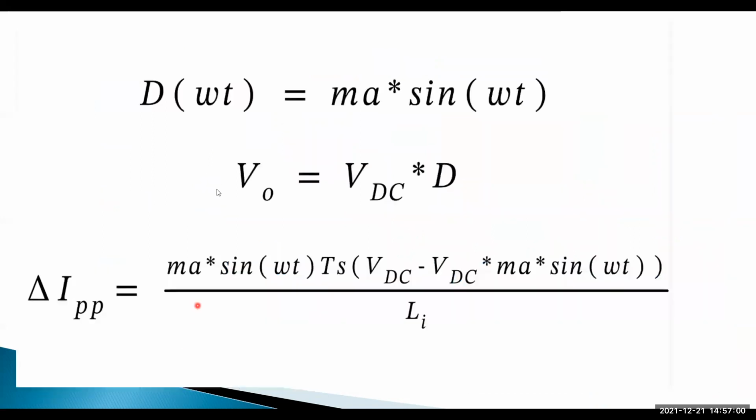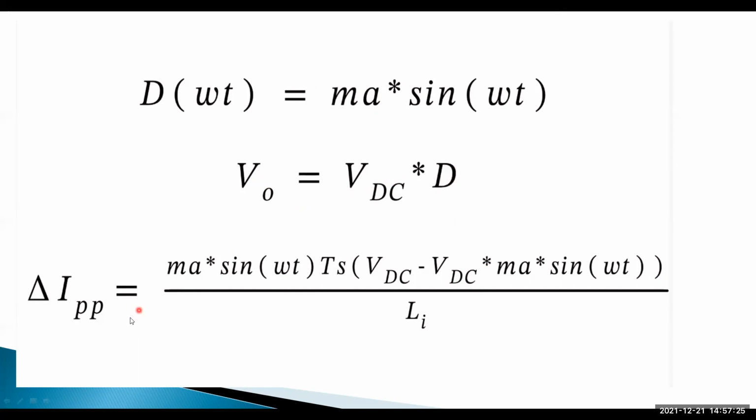Here is the equation for the duty cycle at any time. D, called the duty cycle at any time, D of omega t, is equal to MA into sine of omega t. Here MA is called the modulation index. The output voltage V naught is equal to VDC into D. This D is called the duty cycle.